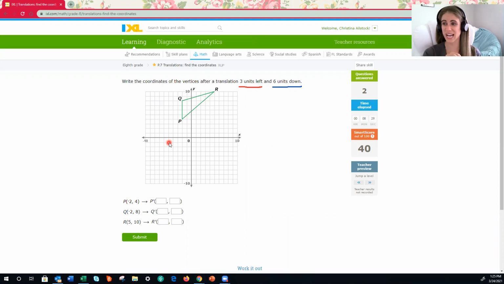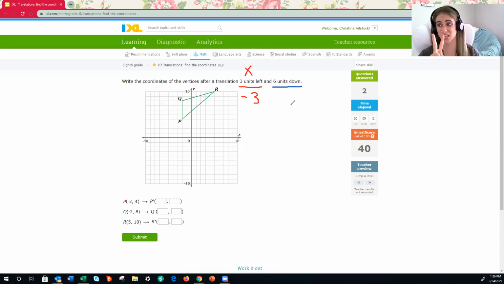But if that graph is too tiny, if counting that is too hard, try this method. And that's where we're going to add or subtract. 3 units to the left. What moves left? The X value or the Y value? The X value. And if we're going to the left, would that be adding or subtracting? Subtracting, which means we're going to subtract 3 from all of our X values, and that will translate it 3 units to the left.